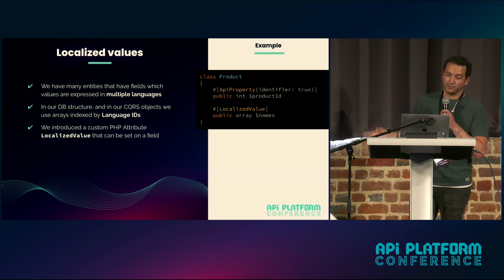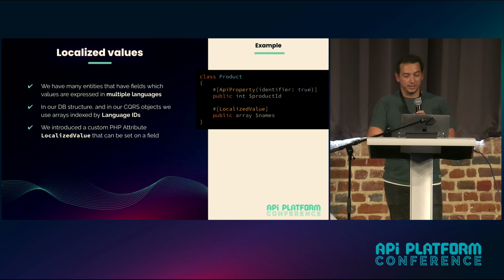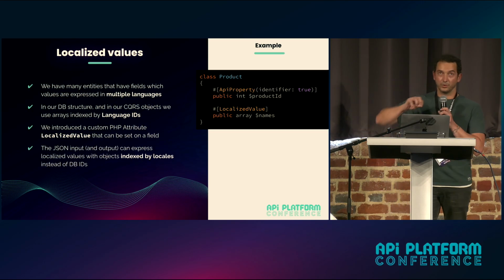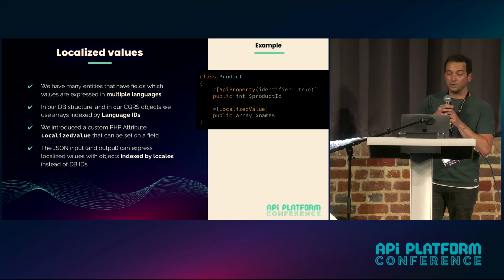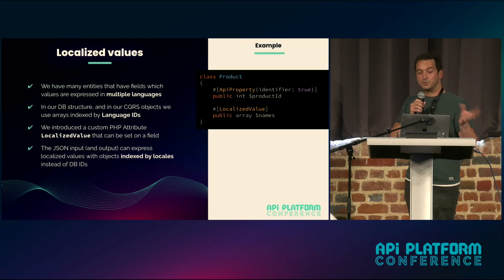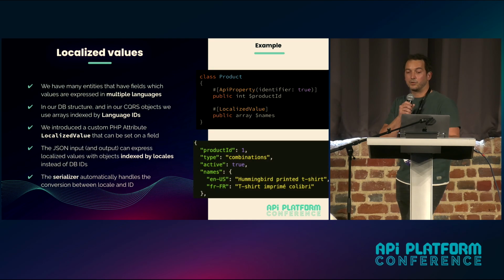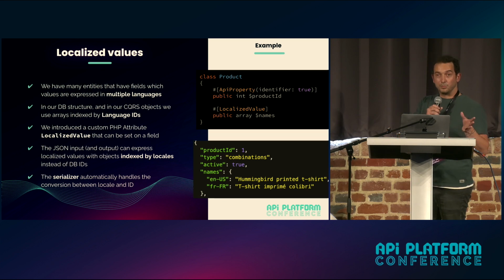So you only have to set this PHP attribute on the field that is localized, which is obviously an array. And internally, the JSON input will be automatically converted. So the object indexed by locales will be transformed into an object or an array indexed by IDs and vice versa. And in the end, it allows us to have a much easier format to use, both for input and outputs.